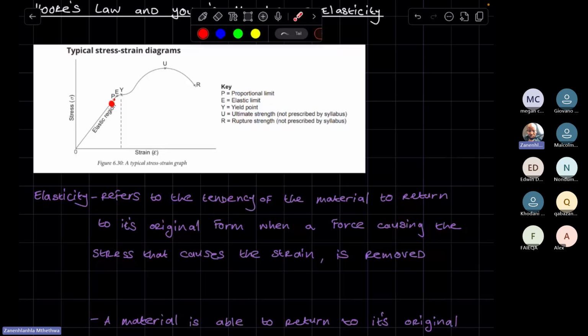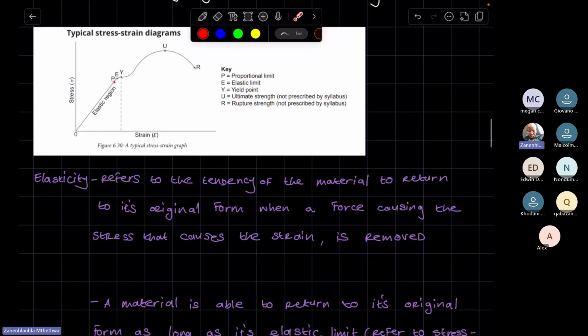Now, this point P is referred to as the proportional limit, and the point E is the elastic limit. That is to say, at the elastic limit, that is the point where the material is still elastic. Meaning that beyond point E, the material begins to yield to the stress that it is being subjected to.